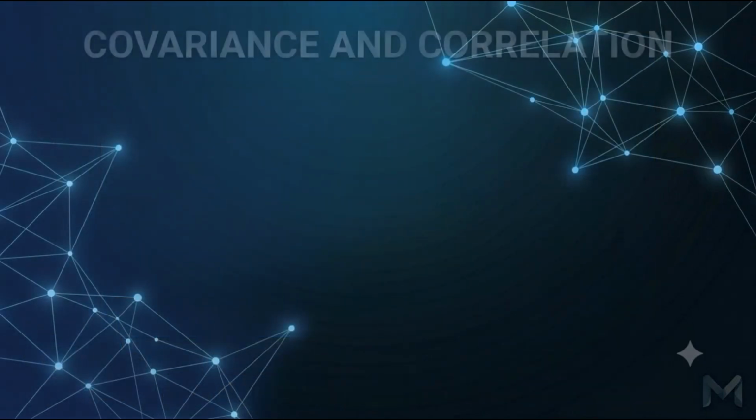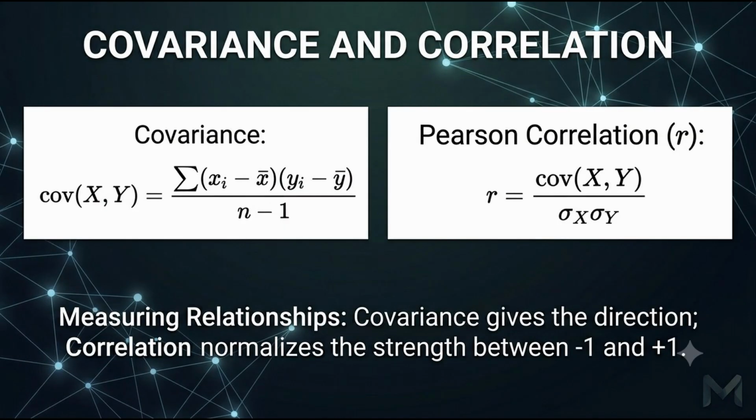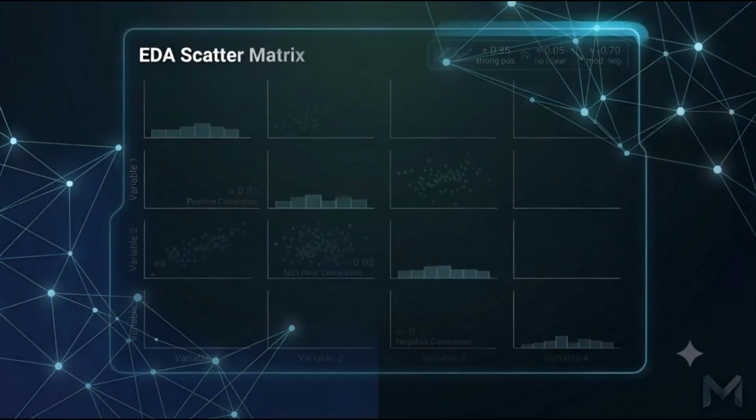Interconnecting values: covariance and correlation. Data rarely exists in a vacuum. In machine learning, we are almost always trying to use one piece of information to predict another. To do that, we have to understand how variables relate to one another numerically. This is where covariance and correlation come into play. Covariance tells us the direction of the relationship between two variables. If they both tend to grow together, the covariance is positive. If one grows while the other shrinks, it's negative.